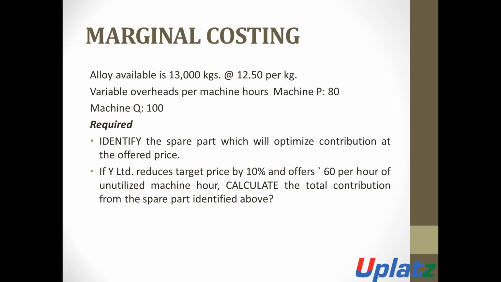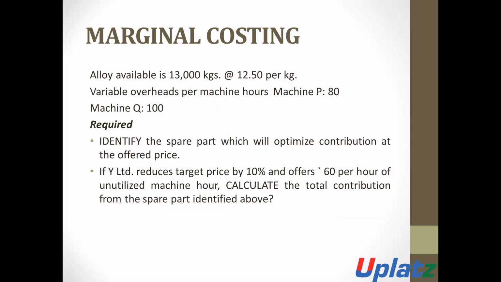Only 13,000 kilograms are available, and the rate is 12.5 rupees per kilogram. The variable overhead per machine hour for machine P is 80 rupees and for machine Q is 100 rupees. On the basis of this relevant information, identify the spare parts which will optimize contribution at the offered price.